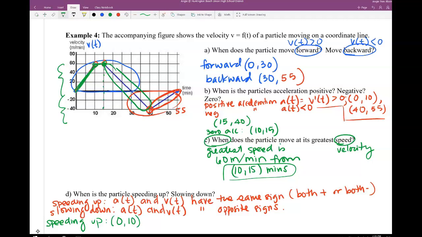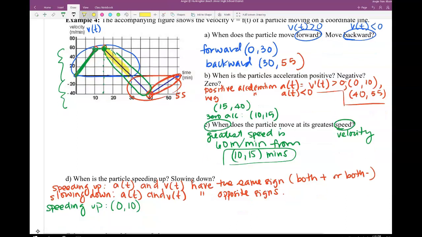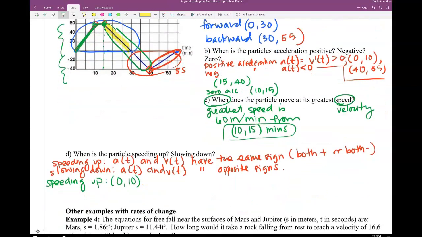Well, another spot, okay, so look at this piece. Even though this is above the velocity, oh, different color. Okay, so this piece right here, see that right there? That piece has negative slope, but the velocity is positive because it's above the y-axis. So that's opposite sign. So that is really my slowing down. Okay, slowing down. So that is from 15 to 30.